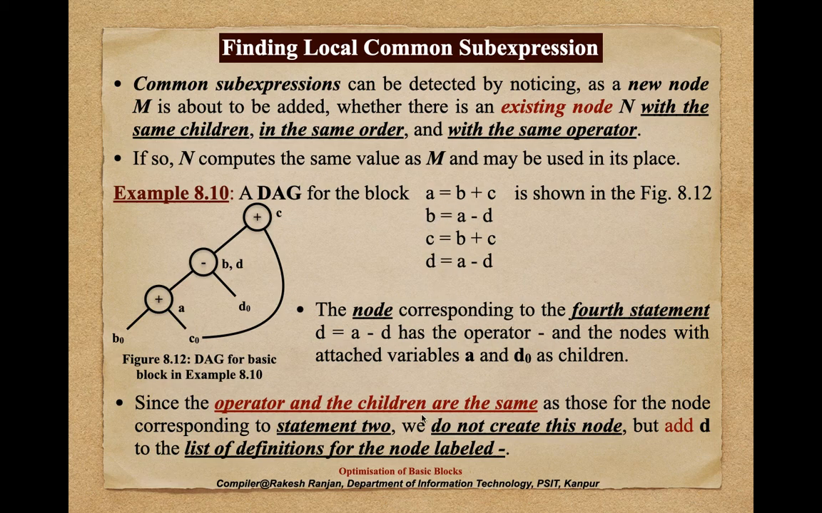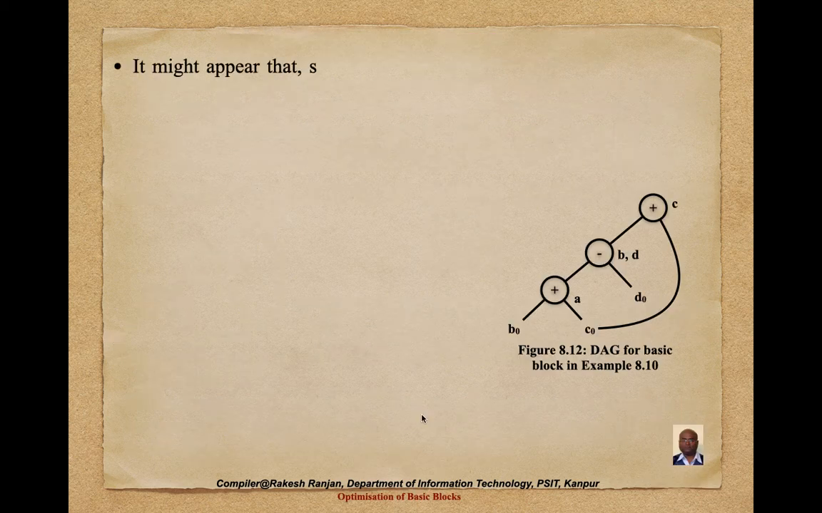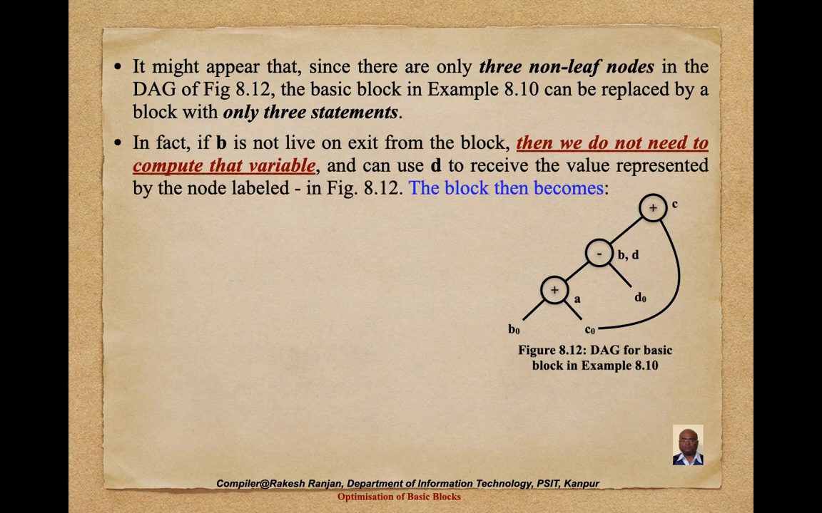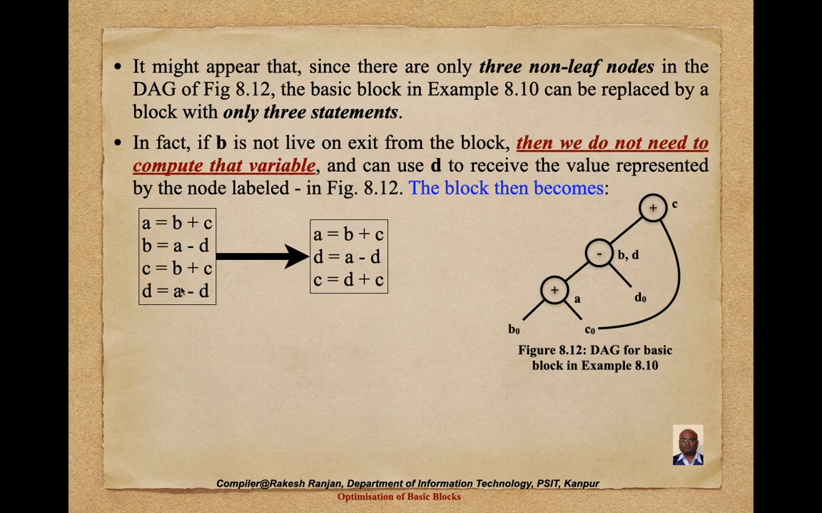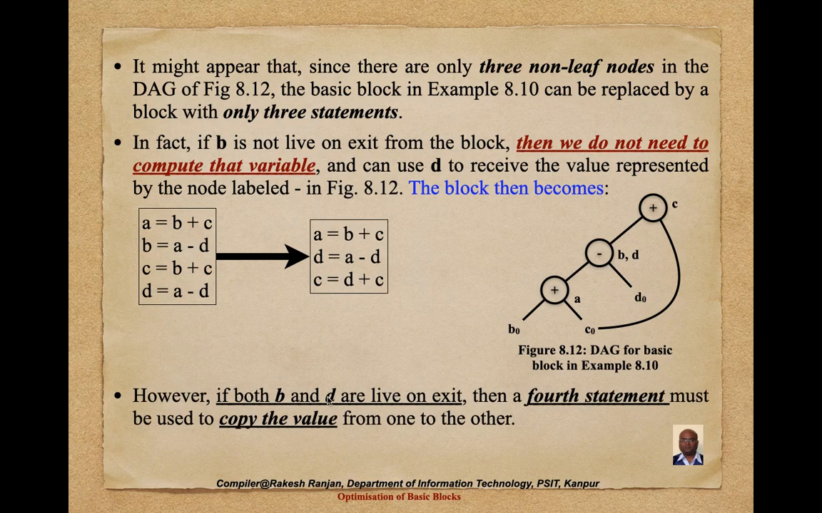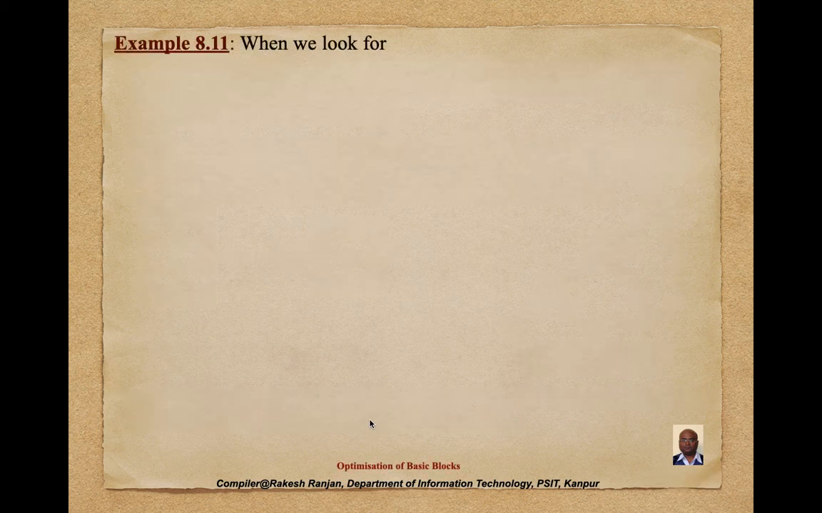So b and d is the same here. But we can just minimize it, and for the minimization, you can see this block will now be modified by this one. So here we have a equal to b plus c, d equal to a minus d, and c equal to d plus c, because d is already created here, and here both b and d are live on exit. So we can take the value of b, we can take the value of d, both the values here.